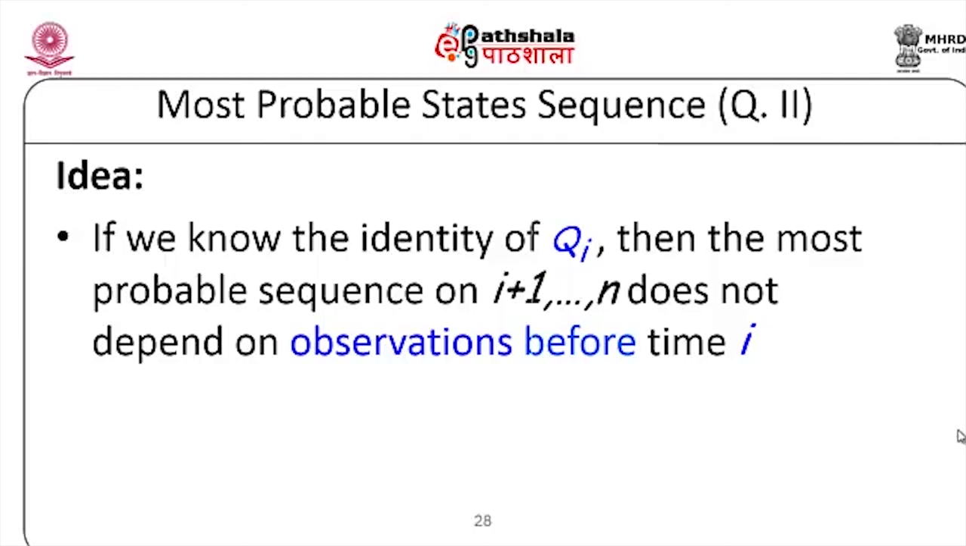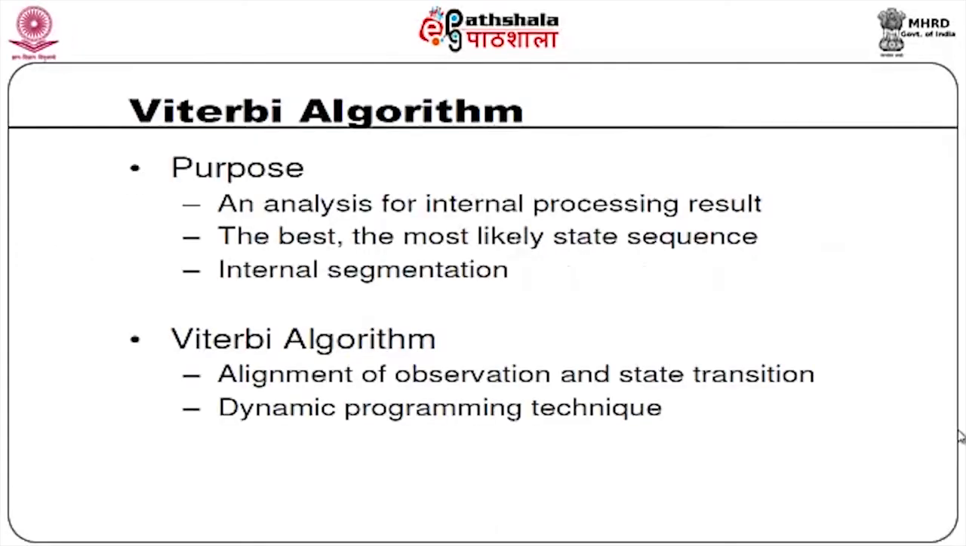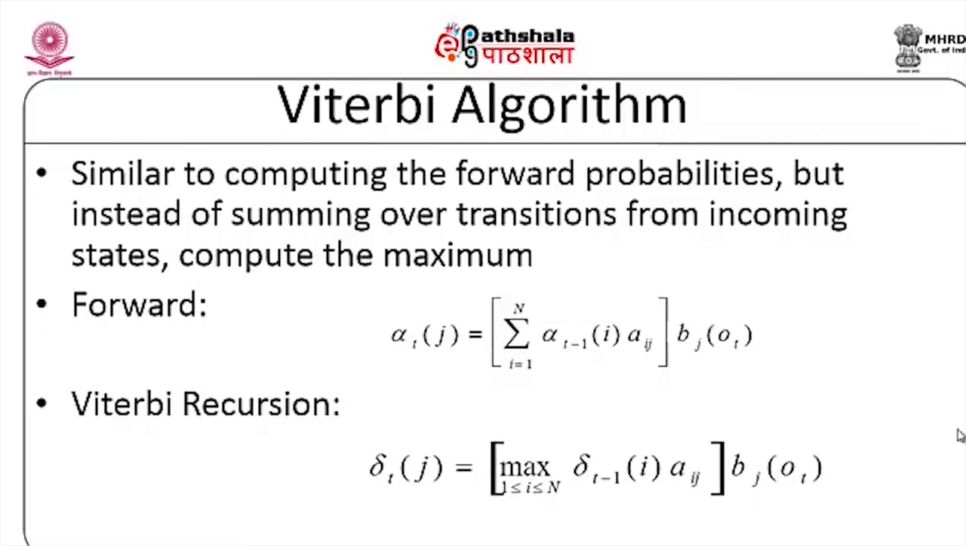If we know the identity of Qi, then the most probable sequence from i plus 1 to n does not depend on the observations before i, that is of course the idea. So, the Viterbi algorithm finds the best, most likely state sequence. This is a dynamic programming technique, similar to Baum-Welch, except that here we are considering the state sequence that gives me the maximum.